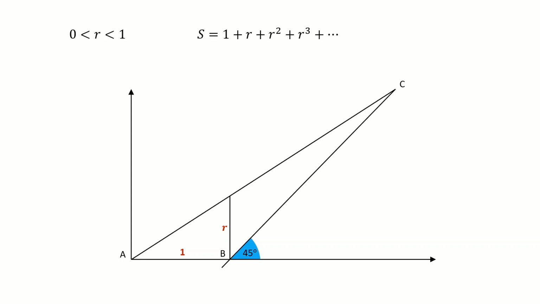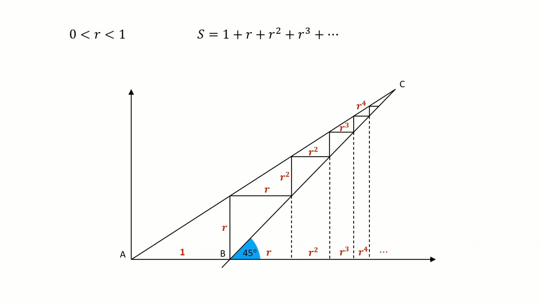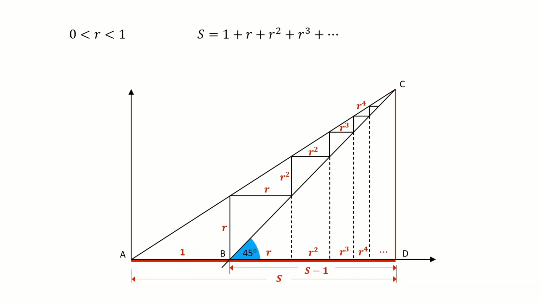Now, if you go horizontally from the end of the segment, this horizontal segment is also R because you have a 45-degree angle. Now, if you go up, it's going to be R squared because all these right angle triangles are similar and the ratio of the sides is always R. Going horizontal, you have again R squared, vertical you have R cubed, and you continue like that until you converge at point C.